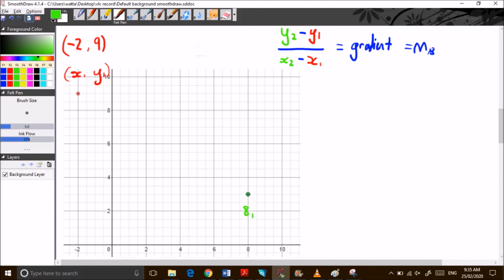Right, here's a slightly trickier example. One of our points is negative 2, 9, and the other point is 8, 3. Hopefully you can see that this line will be going downhill. So what is the gradient from point P to Q? m_PQ.